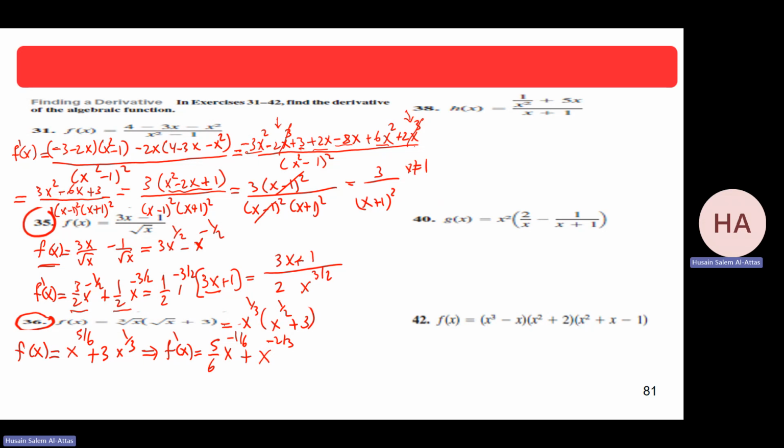Now, if I want to simplify this one, I can make it 5 over 6 x to the power 1 over 6, plus 1 over x to the power 2 over 3. Or I can simplify it, or I can leave it like this. It depends what they want.